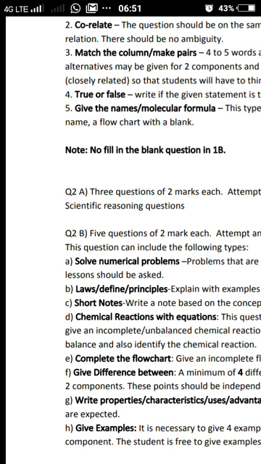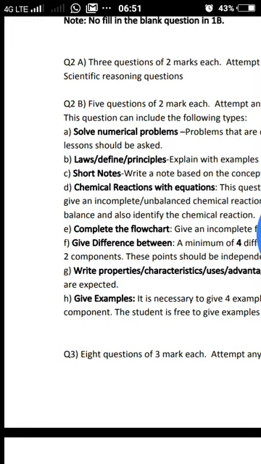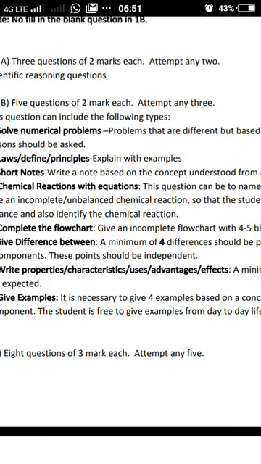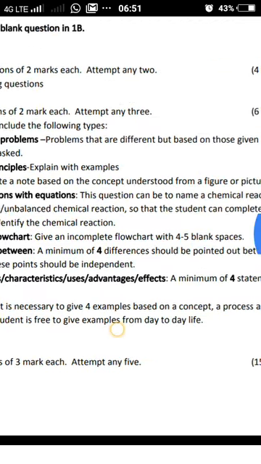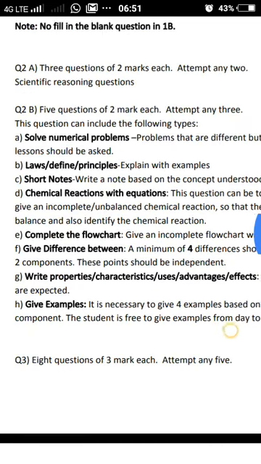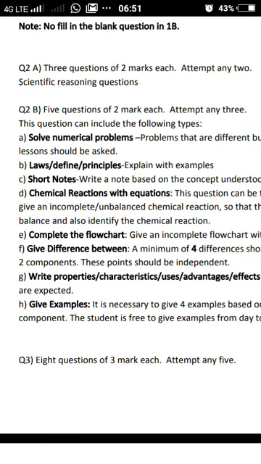And complete the flow chart. Obviously this can be in both Science 1 and 2. Give difference between. Here you'll have to write a minimum of 4 differences, okay, should be pointed out, and these points should be independent. 4 different independent points should be there.